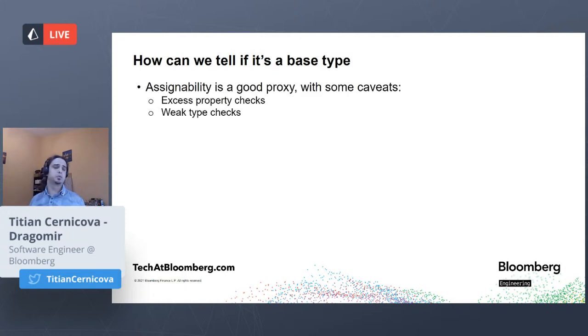Well, the proxy we're going to use today is assignability. Now, assignability is not a perfect proxy for the subtyping relationship. There is something called excess property checks that is not part of subtyping, but it's generally a pretty good proxy, and we're going to use it in this presentation. We could have also used conditional types, but the syntax there is a bit more wonky, and I think people are more comfortable with assignability. So when is something a base type? Well, if we have a subtype of something and we try to assign it to a reference that is typed as a base type, that assignment should succeed.